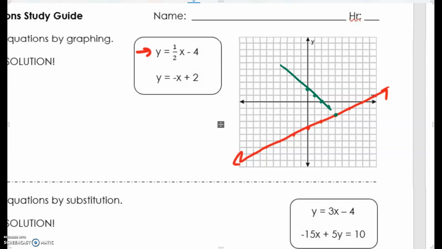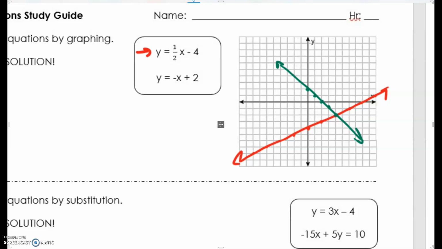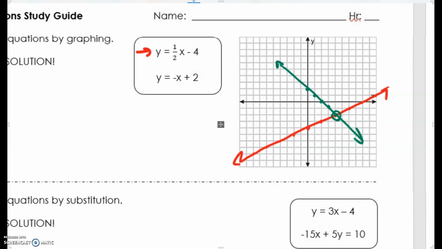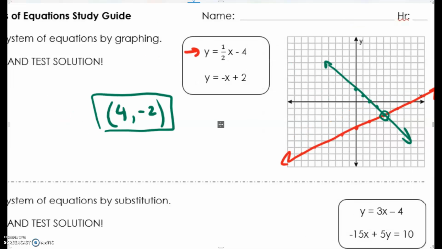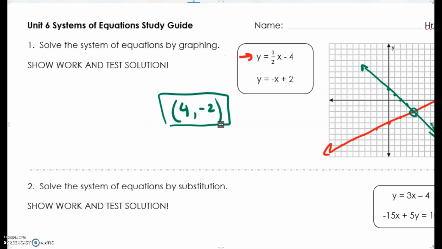Alright, I've found the intersection point. The intersection point's right here. That is at 1, 2, 3, 4, 1, 2. So 4, -2, since I went down, is the answer to the problem. Now where it says show work on the graphing, all you need to really do is graph it, okay? Because there's not additional work that's needed.